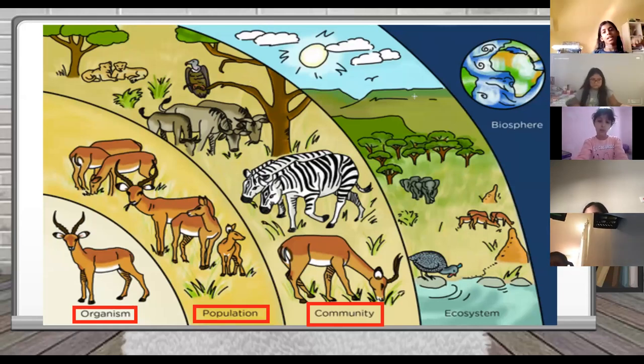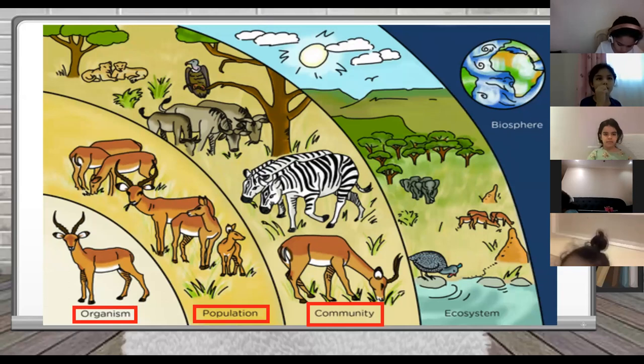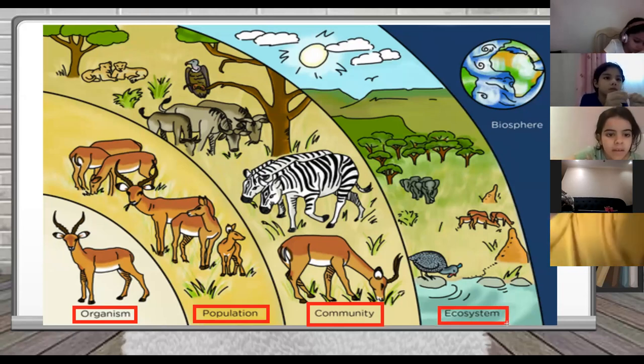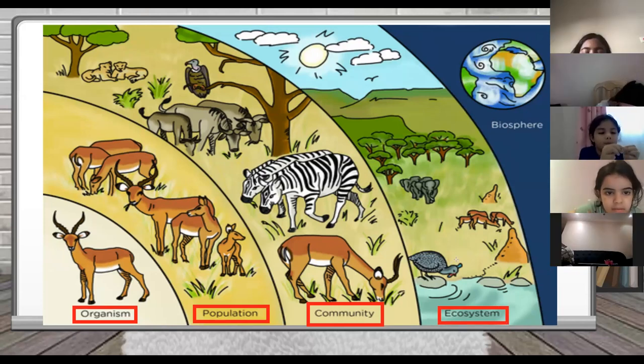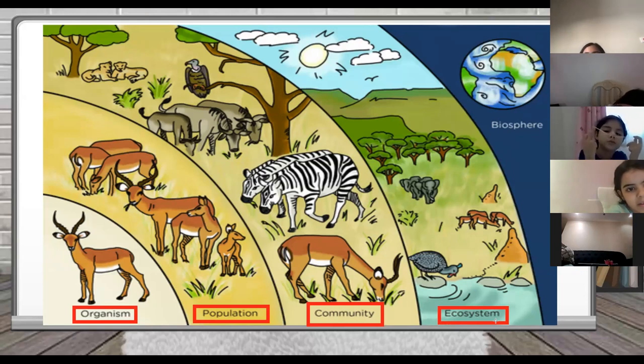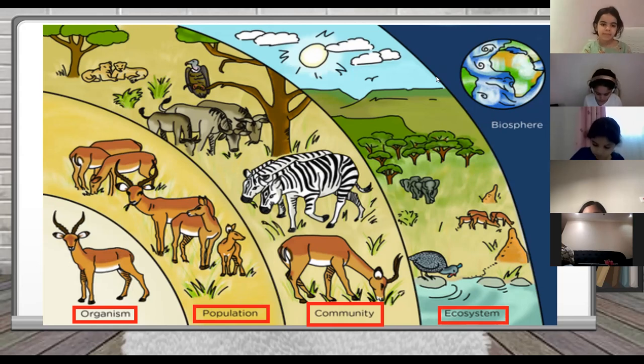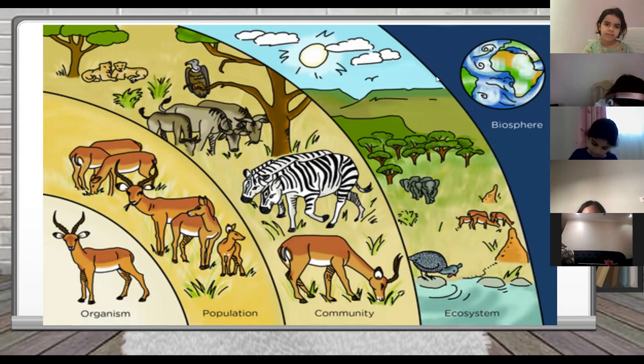Well done. And if I have living things and non-living things in one place, they interact with each other, they need each other, what do I call them? Living and non-living together. What do they make? Eco... system. Ecosystem. All the living and non-living things in one area we call an ecosystem, and they interact with each other.